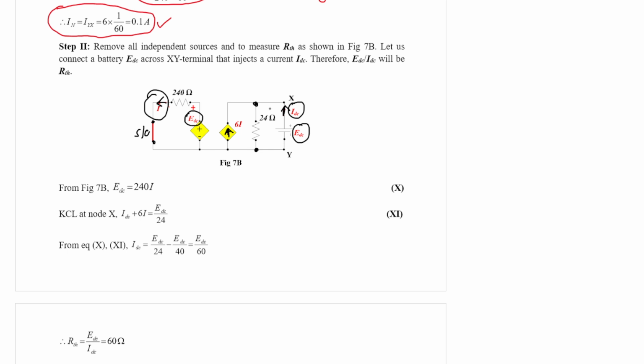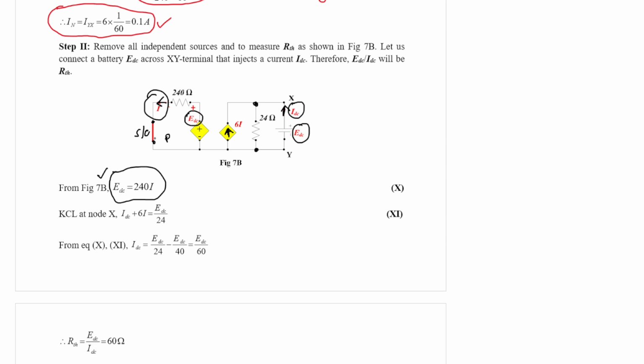24 volt resistance, right? And also this EDC, you see, this is the primary side. So if you analyze it, you can write directly the KVL equation as EDC is equal to 240I. This is first: EDC is equal to 240I.